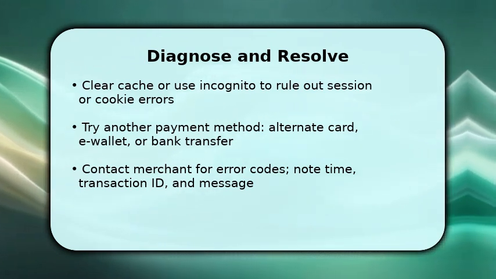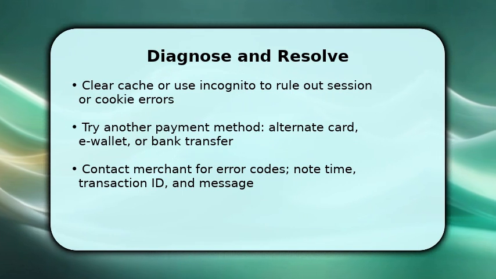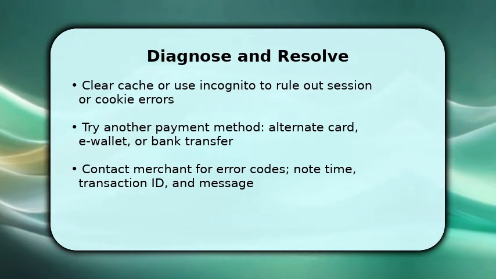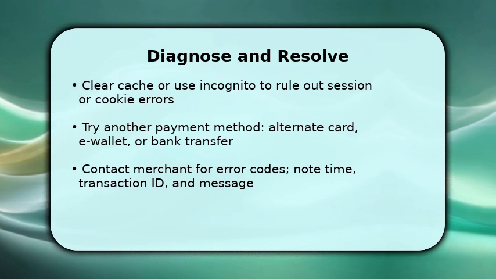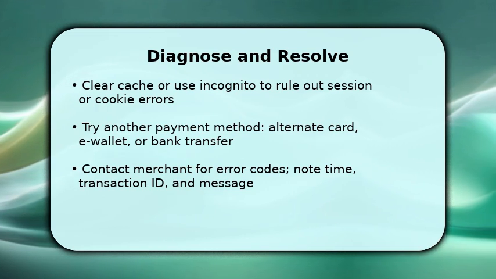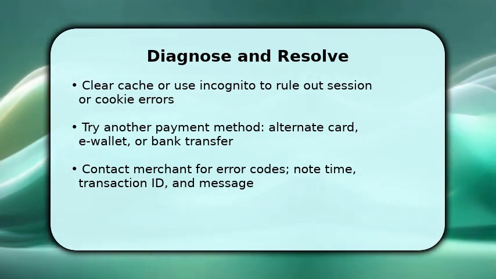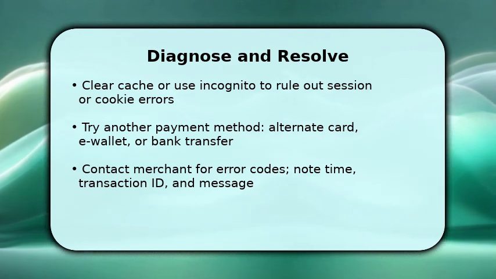If that doesn't work, use a different payment method, another card, an e-wallet, or a bank transfer, to see if the problem is issuer-specific. Meanwhile, request the merchant's error code and transaction ID because that data tells your bank what failed. Make sure to record timestamps and messages for faster escalation if needed.